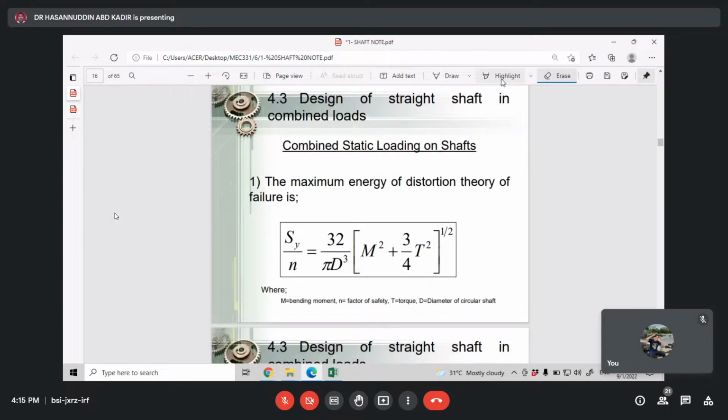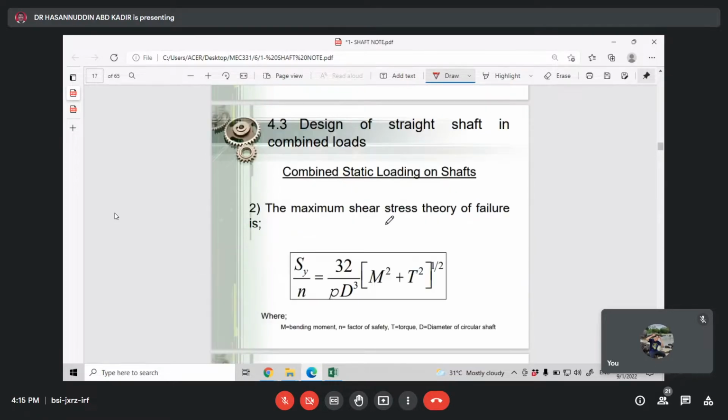So here they ask you to apply the maximum energy of distortion theory. Okay, the theory of failure, we will apply this formula. Let's say the question asks you to apply this formula, then you need to apply this type of formula because they apply on this condition.